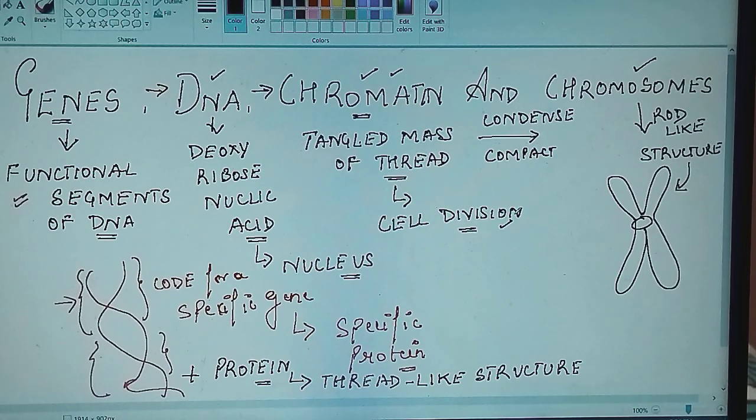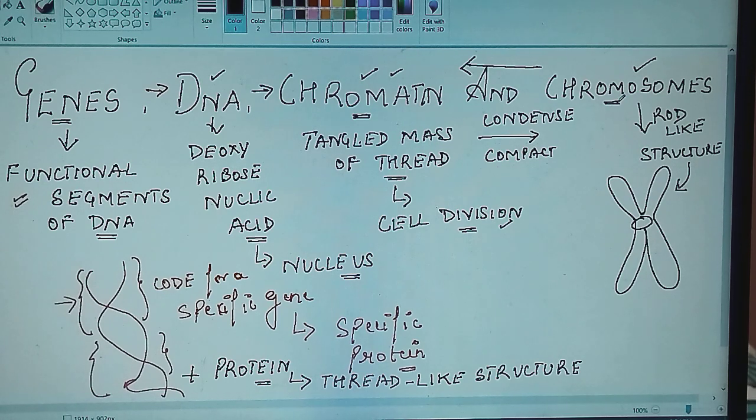Okay. Now, once the cell division is completed, the cell goes back into the resting phase. So now this chromosome will again revert back into chromatin. So the chromatin and the chromosome interchange among each other depending upon whether or not the cell is undergoing division. So whenever there is cell division, chromosomes will be formed, and after the cell division, it will again go back to its chromatin network, that is thread-like mass. Okay, so this is the relationship between genes, DNA, chromatin, and chromosome.